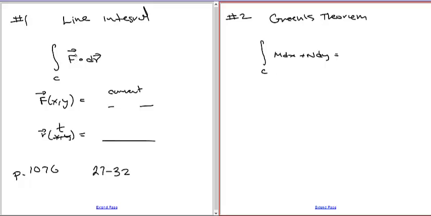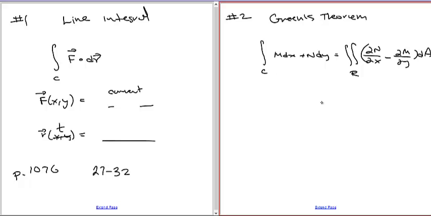Green's theorem says that the integral over the curve of M dx plus N dy, and what they're doing here is using the differential form of the line integral instead of using the parametric form, is going to be equal to the double integral over the region of the partial of N with respect to x minus the partial of M with respect to y, times dA, which is typically dy dx. Okay, so that's the topic.